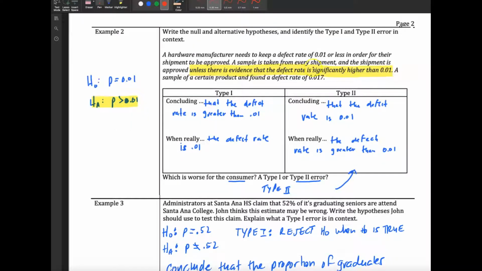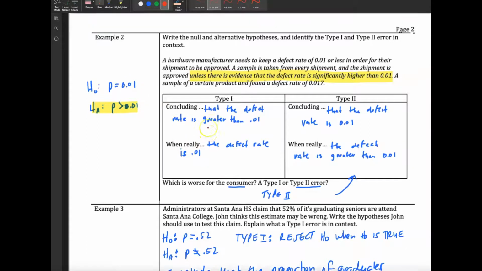And do we have sample data to reject the null hypothesis? So let's take a look at the context of our conclusions. In a sample of a certain product, we found a defect rate of 0.017. Now, we're not running the whole test, we're just going through our decisions. And so type 1 is concluding the defect rate is greater than 0.01 when the defect rate is 0.01, right? That would be a type 1 error.